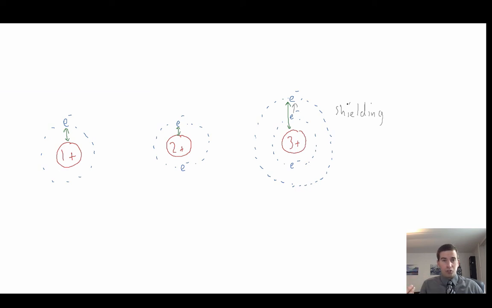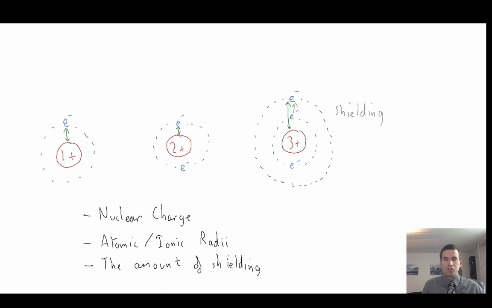The greater the nuclear charge, the greater that attraction, then the higher the ionization energy. But the further from the nucleus the electron is, the lower the ionization energy. So just to repeat, factors you need to consider are the nuclear charge, the atomic and ionic radii. We've just been looking at atoms here, but obviously for second or third ionization energies, you'll be talking about the ionic radius, and the amount of shielding.